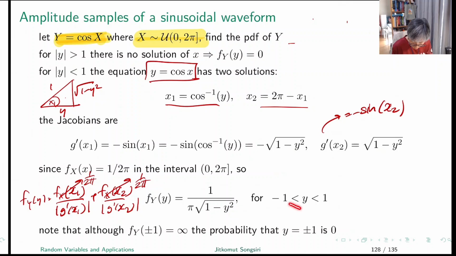You exclude the values y equals plus and minus 1 because of the denominator. And that makes sense because when y is a continuous value, we don't talk about the probability that y exactly equals some value, because that probability must be 0 for a continuous random variable.